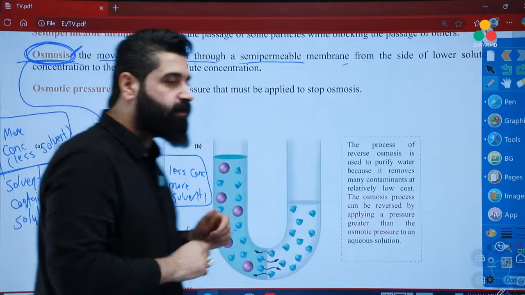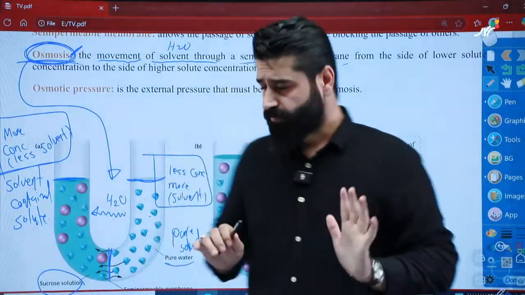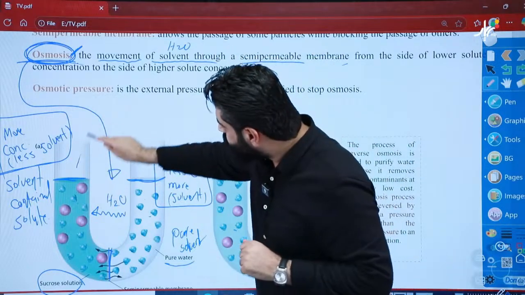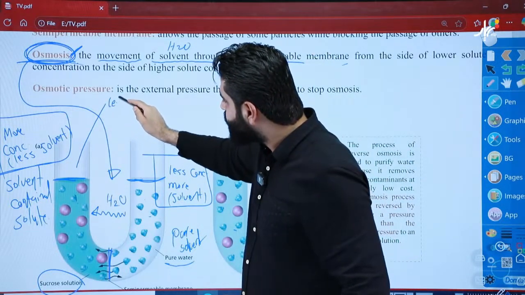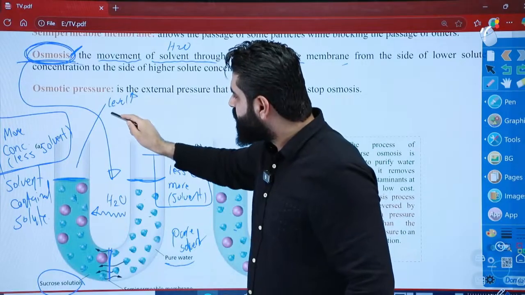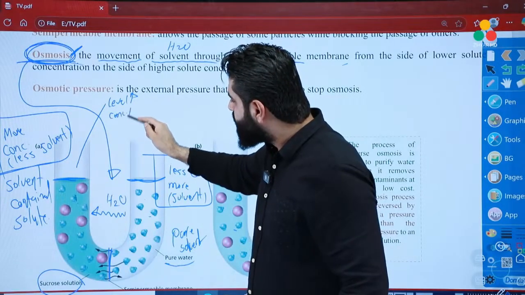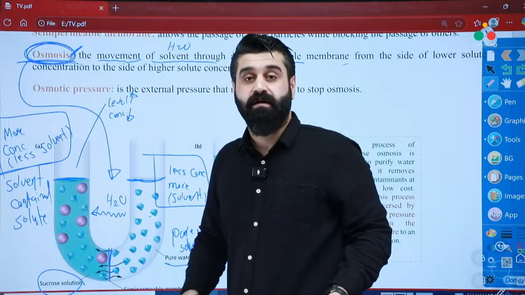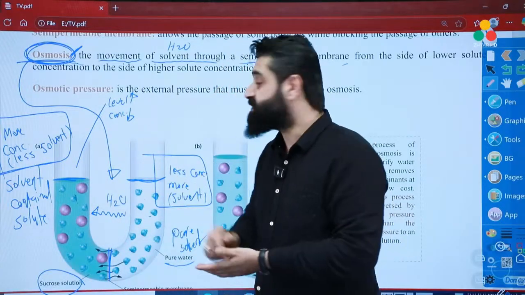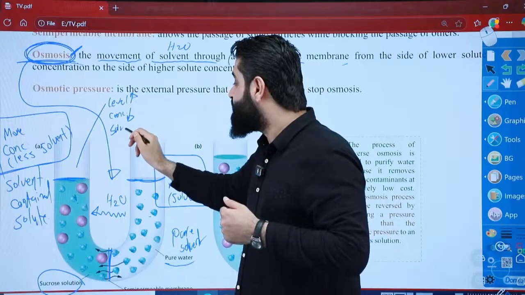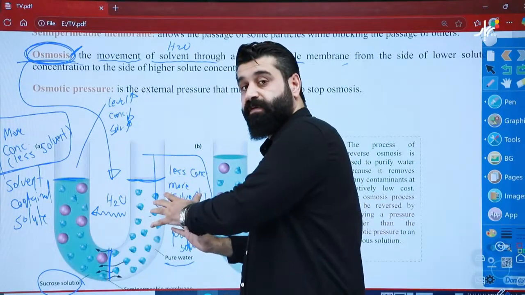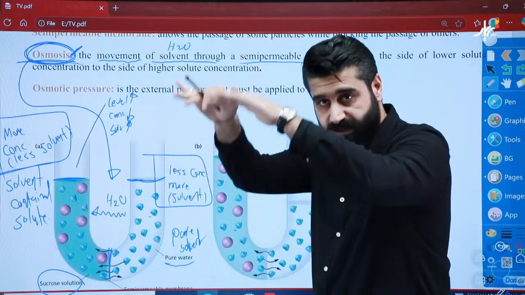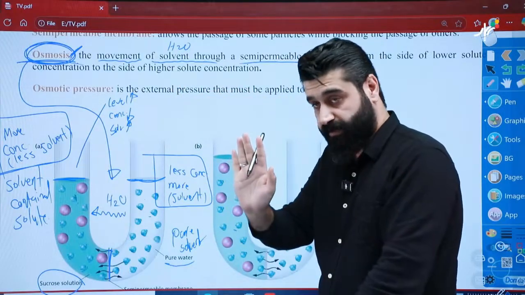So what will be the outcome of the osmosis? Look at this. The more concentrated side's level is increased. The concentration is decreased because this is the same as if I add some water. So the concentration must decrease, and the solvent is increased. Some solvent particles are transferred from the less concentrated to the more concentrated side. So the concentration is decreased, the solvent is increased.